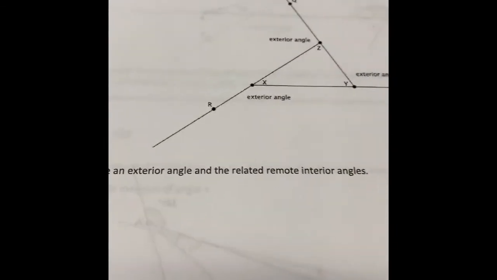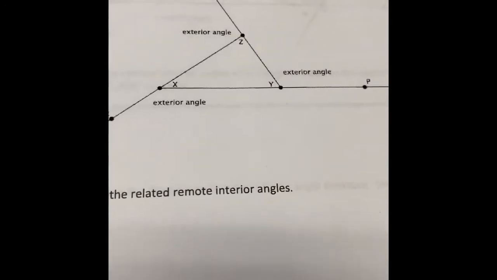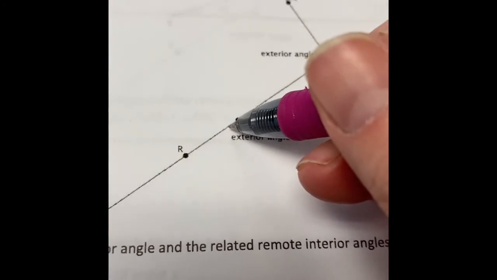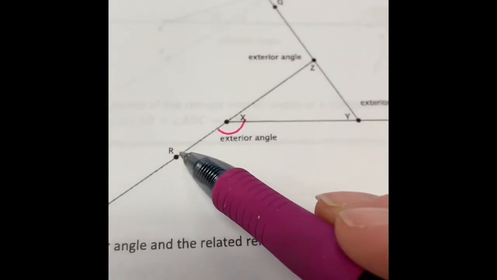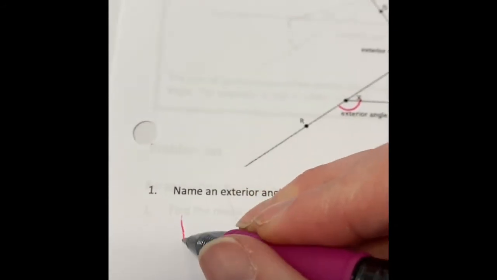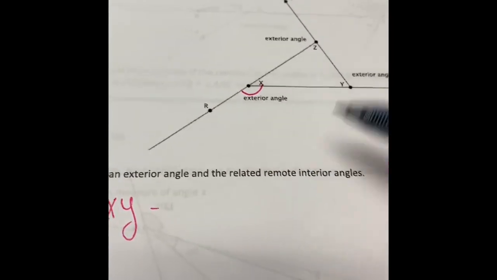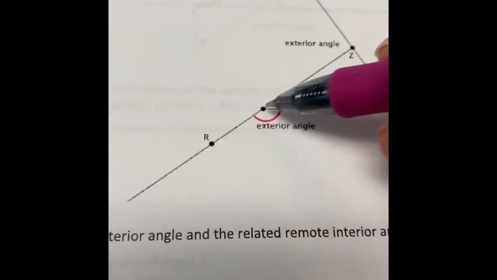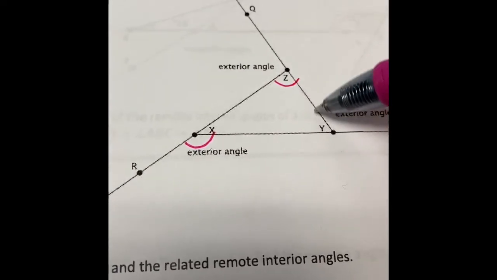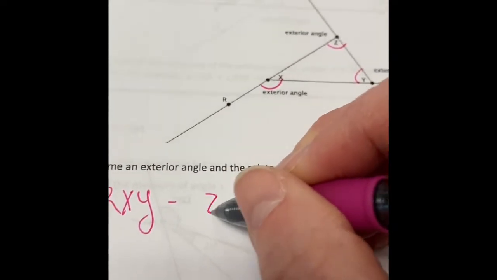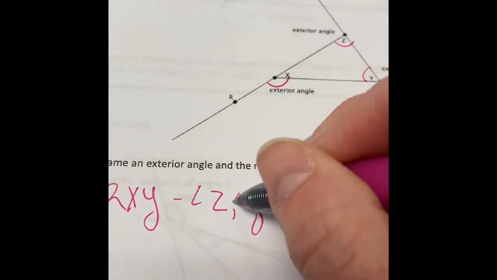So let's look at the assignment here. The math on the inside isn't too hard, but the stuff on the outside, okay, it says name an exterior angle and the related remote interior angles. So an exterior angle, oh look, here's an exterior angle, and it's RXY. What are the two related remote interior angles? What are the two remote interior angles that would add up to RXY? We've got angle Z and angle Y.